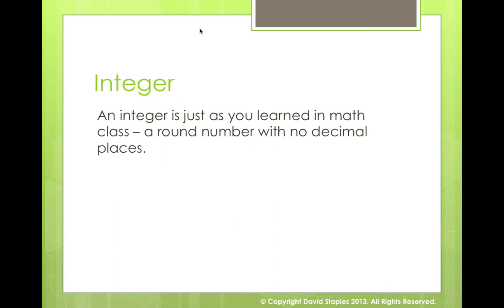Next, we call the next one integer. An integer is just as you learned in basic math class growing up. It's just a round number with no decimal places, so pretty straightforward, but easy to remember.